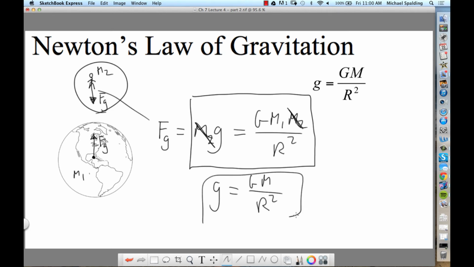Okay? So which m is this? Is that Felix right there, or is that the Earth? It's the Earth. It's always the big guy. The little guy is going to cancel. Whatever the object is up there, it cancels out. And then remember, r is from the center of the Earth to Felix's belly button.